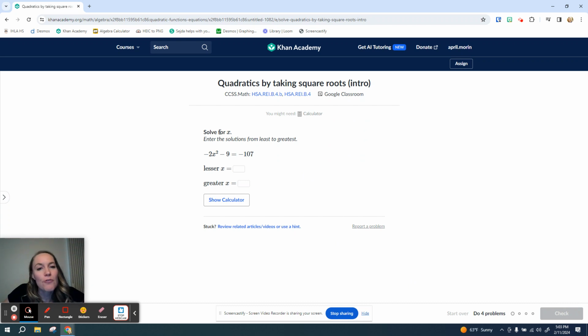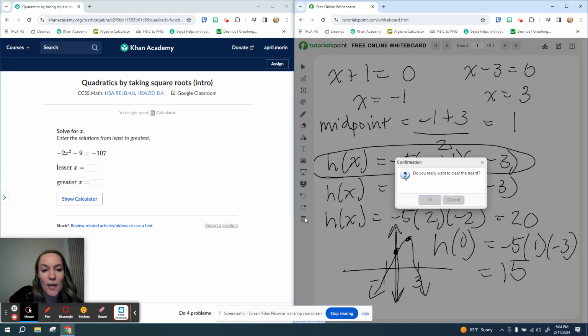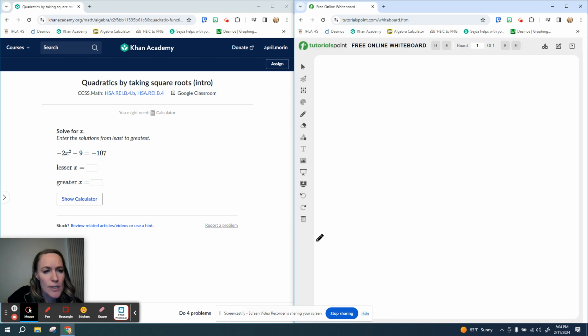Okay, solve for x. Enter the solutions from least to greatest. Okay, so now we're just adding that extra step. Now the problem is not factored for us. We're actually going to have to factor first, and then we'll solve. Okay, so let's dive in. The title is Quadratics by Taking Square Roots. Okay, so we're actually going to take some square roots.